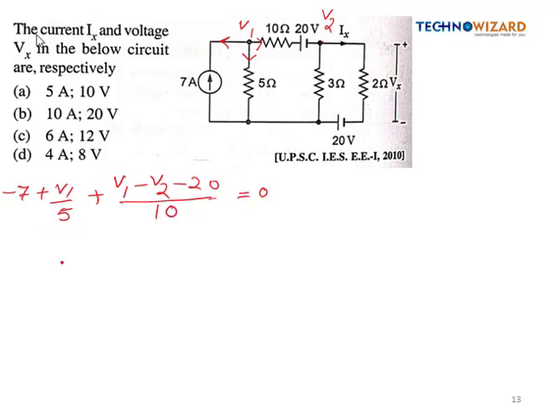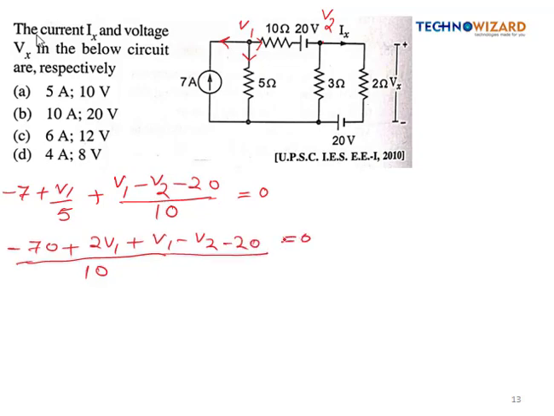So now taking the LCM, it will be 10, so it will be minus 70 plus 2V1 plus V1 minus V2 minus 20 is equal to 0. So it is coming as 3V1 minus V2 is equal to 90. So this is equation 1.